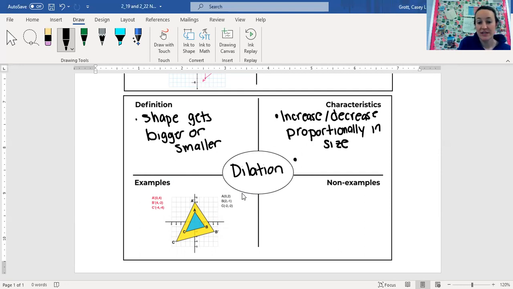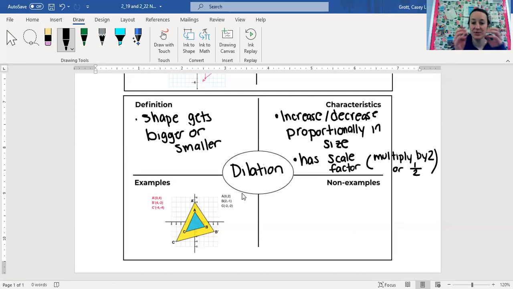With that changing of size, you're going to be given a scale factor. You'll be told to multiply by 2 or a half or a quarter. You will be given a number.